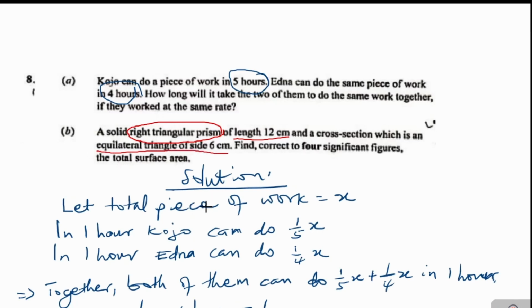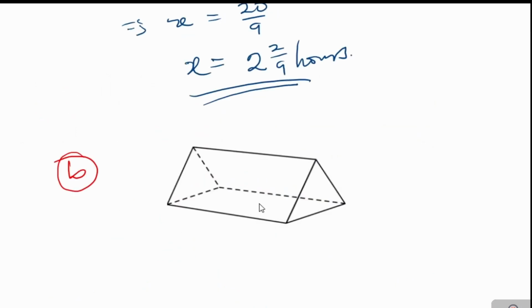Right, so now that we have all this information, let me try sketching my triangular prism. Right, so this is my triangular prism. The cross section is an equilateral triangle, meaning that all sides are the same, and the question says 6, so here is 6, here is also 6, and here is also 6. Right, and they spoke about the length being 12 centimeters. So let me put the 12 centimeters here.